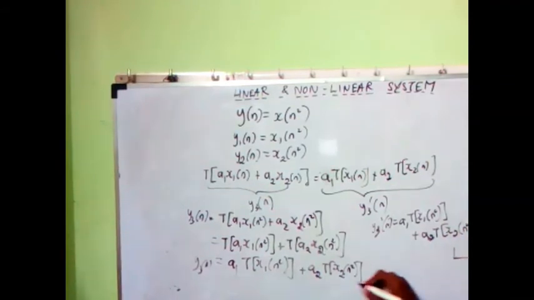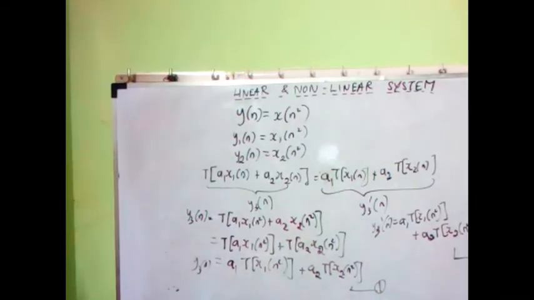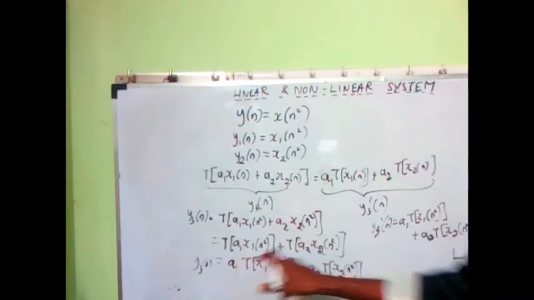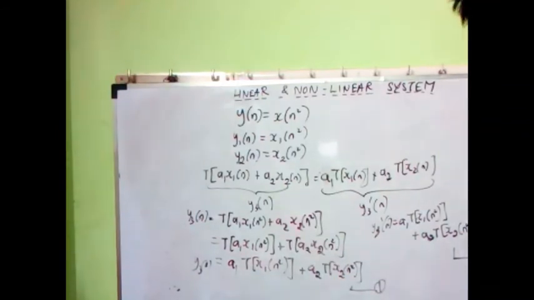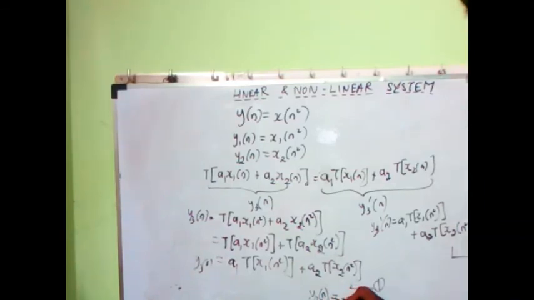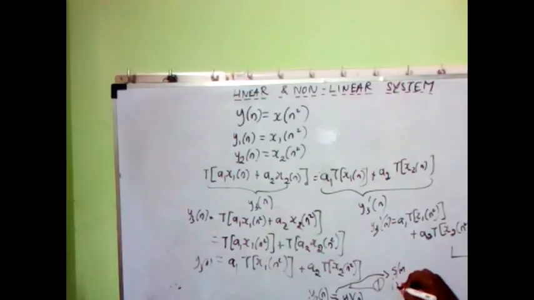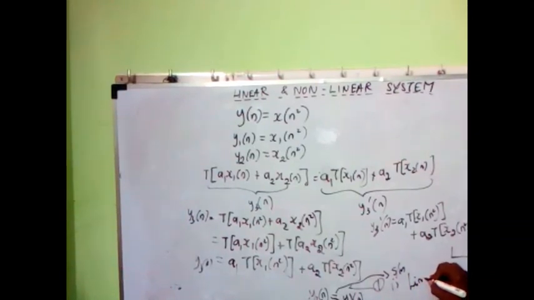So from equations 1 and 2, we found out that y3 of n is equal to y3 dash of n. Listen here, y3 of n is equal to y3 dash of n. So if both are equal, what does it mean? The system is linear. The system is said to be linear.